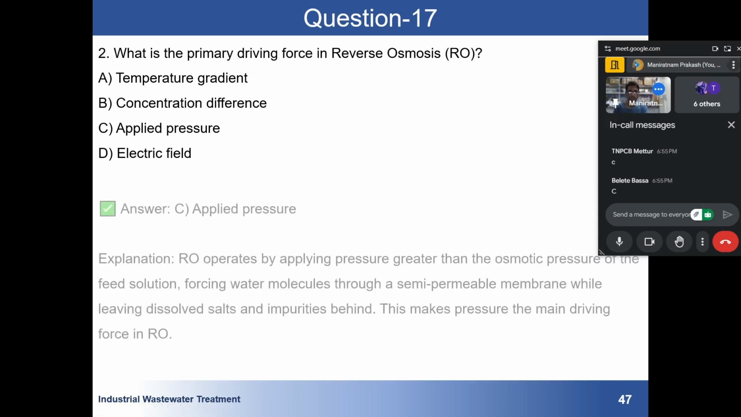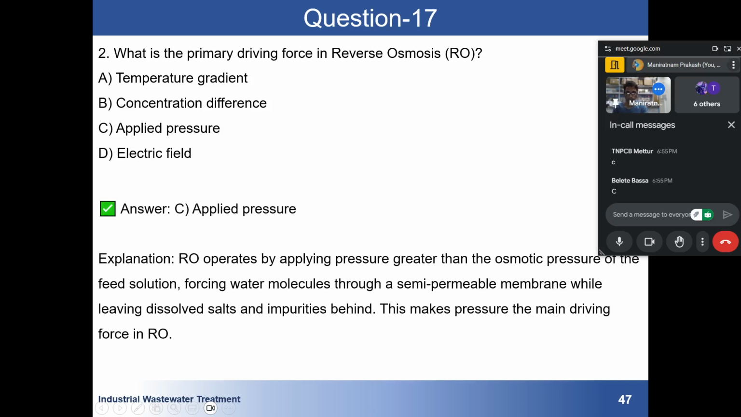C. Yes, the correct answer is C. Whatever the concentration is, it doesn't matter. If there is osmotic pressure, we have to apply pressure more than that. That's all, this is the primary concept. Reverse osmosis works by applying pressure greater than the osmotic pressure on the feed solution, forcing water molecules through the semi-permeable membrane while leaving the dissolved salts and impurities behind. This makes pressure the main driving force in RO.